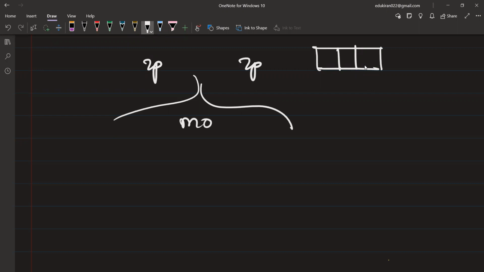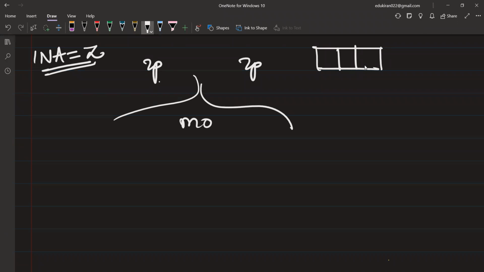What is the p? Is it px? Is it py? Or is it pz? Then what else we need to know? We need to know the internuclear axis. Okay. Now, I have taken the internuclear axis as what? Tell me guys, what is the internuclear axis? Z axis. Z axis is the internuclear axis.